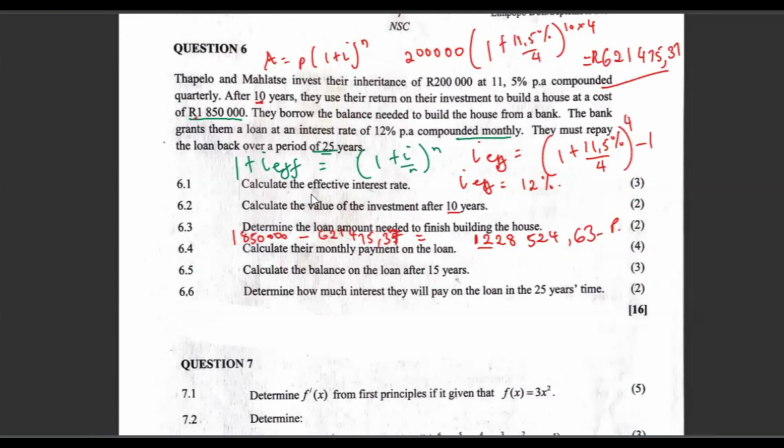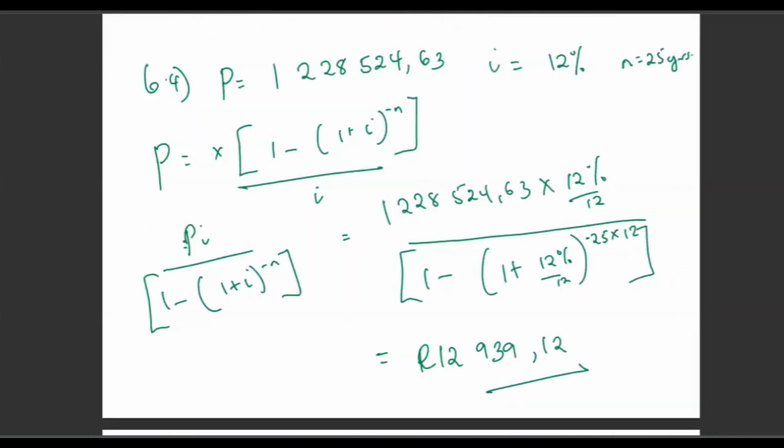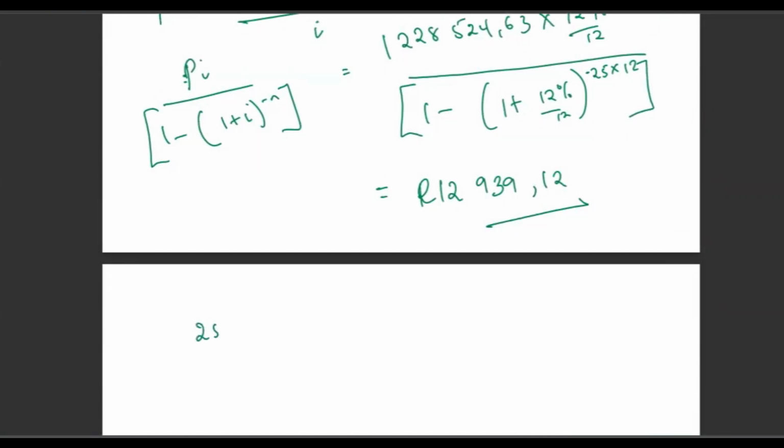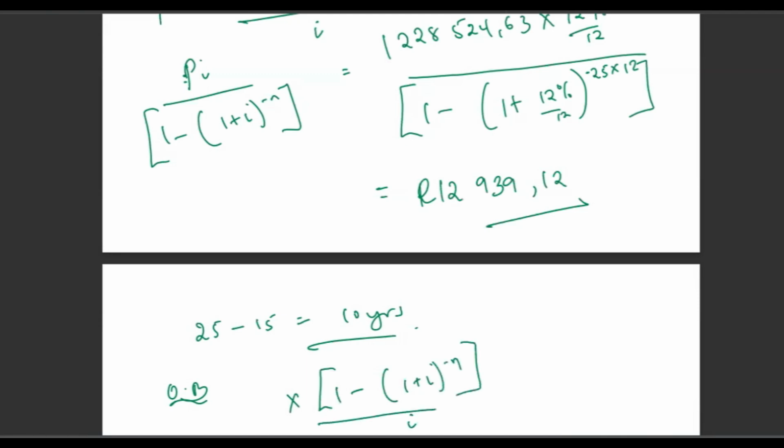6.5, the balance on the loan after 15 years. We had 25 years, 25 minus 15 means we're left with 10 years. So we need the outstanding balance. For the outstanding balance we still use the same present value formula, which is x times 1 minus 1 plus i to the negative n, everything over i. Let's do our substitutions.